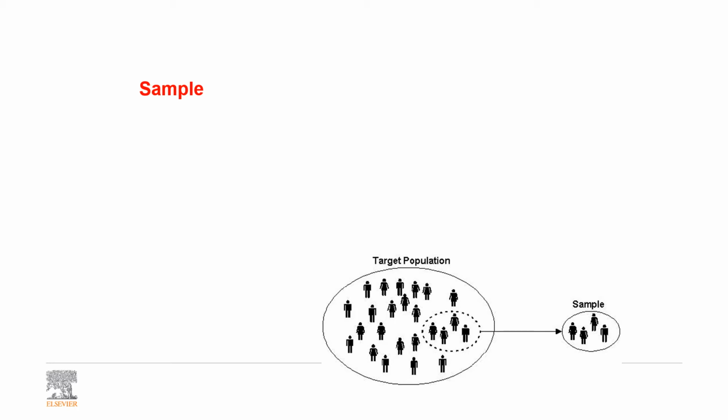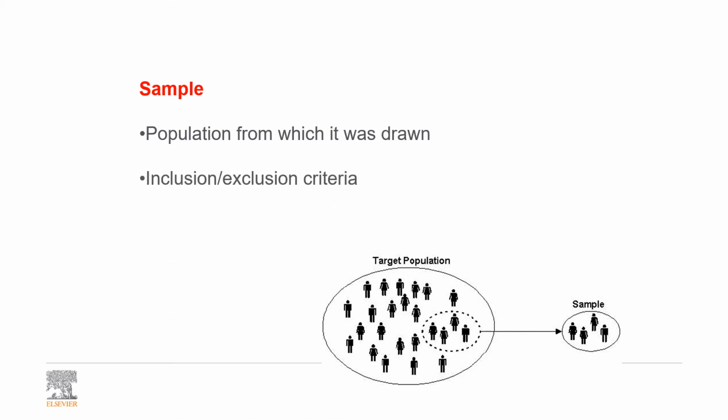In terms of sampling, you've got to state the population from which it was drawn, what were your inclusion and exclusion criteria, how were people included or excluded from your sample. So the population may be all of the patients in a hospital on a particular day, and the inclusion criteria may be patients with heart failure. The exclusion may be patients with respiratory problems, for example.